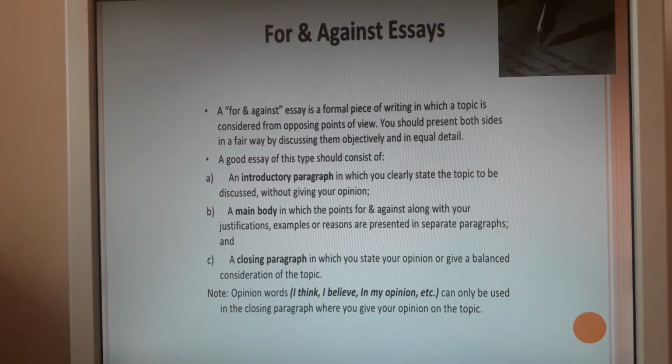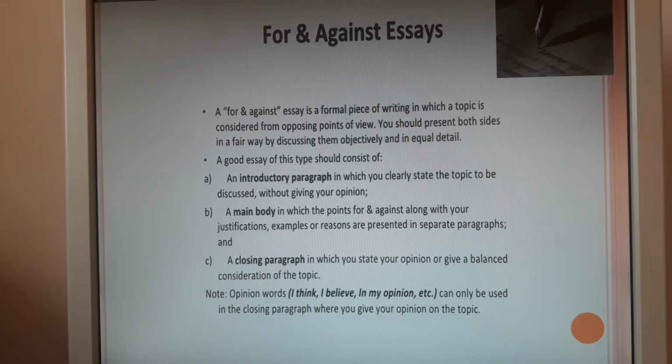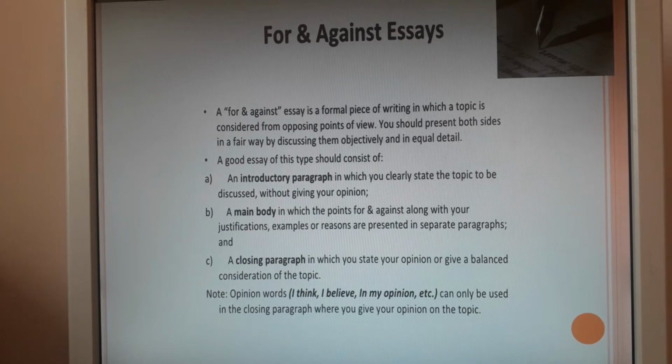What is a for and against essay? A for and against essay is a formal piece of writing in which a topic is considered from opposing points of view. You should present both sides in a fair way by discussing them objectively and in equal detail.